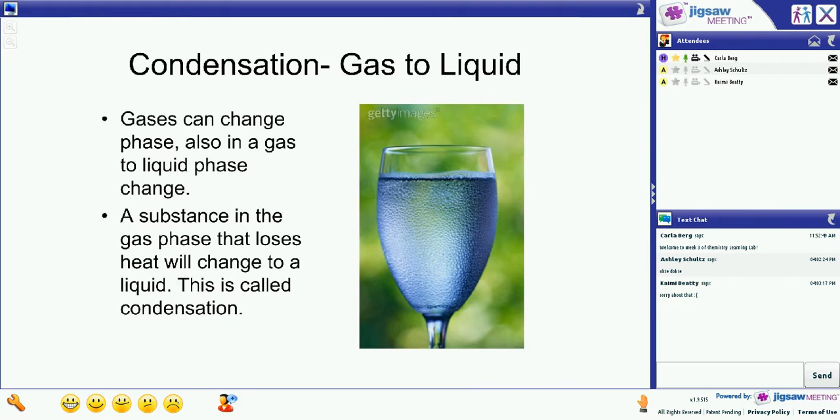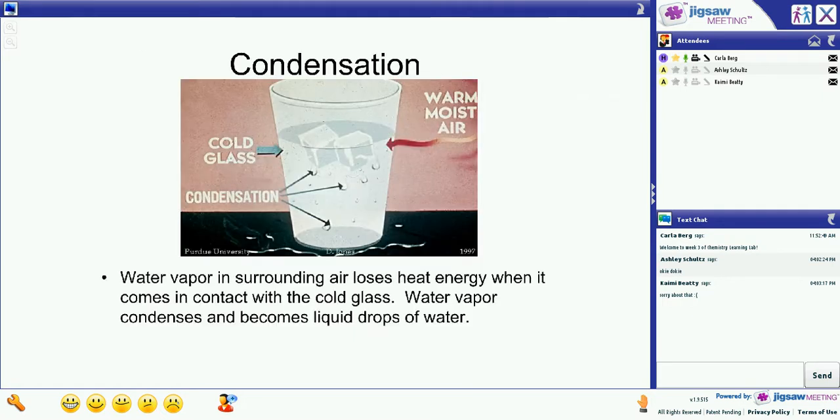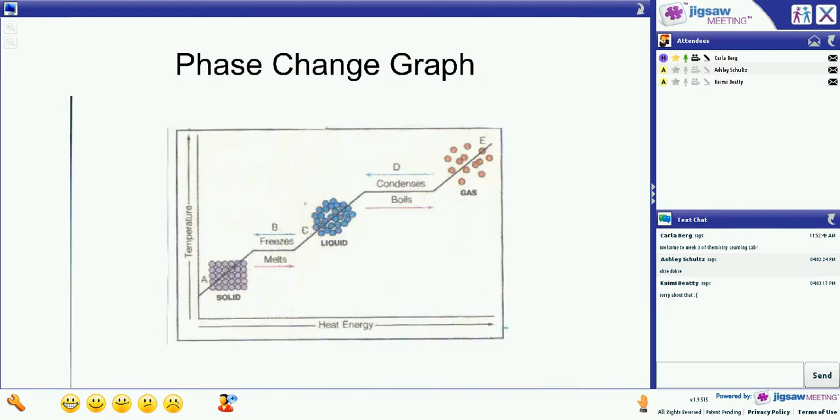The condensation forms on the outside of your glass. That's a phase change. Water vapor in the surrounding air loses heat energy when it comes in contact with the cold glass. Water vapor condenses and becomes liquid drops of water. And again, I just put this diagram in there. It's important for us to look at.